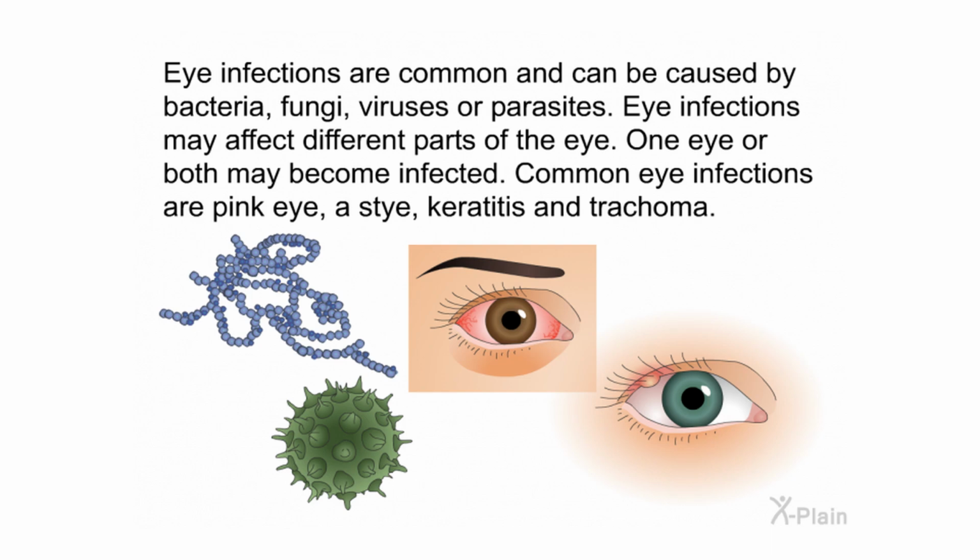Summary. Eye infections are common and can be caused by bacteria, fungi, viruses, or parasites. Eye infections may affect different parts of the eye. One eye or both may become infected. Common eye infections are pink eye, a stye, keratitis, and trachoma.